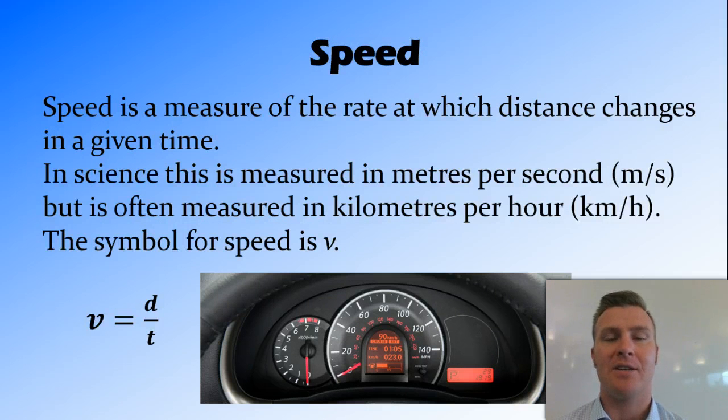Speed is related to distance, and it's the rate at which distance changes in a given time. And in science, we measure speed in meters per second. You also might see it in kilometers per hour, for example, in cars and things like that, and less so in Australia in miles per hour. And the symbol for speed is V, and that's because of its relationship with velocity, which we're about to talk about. And the formula to find a speed is speed equals distance divided by time.